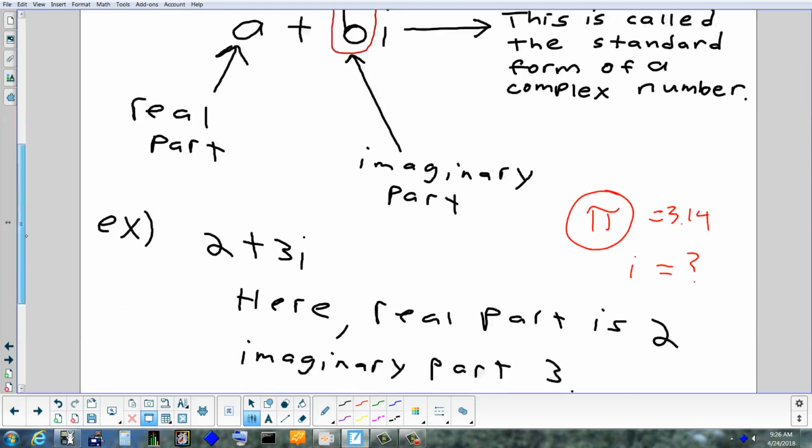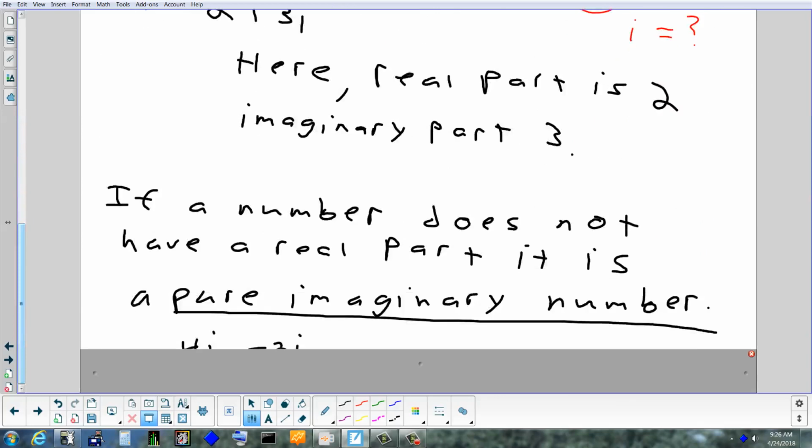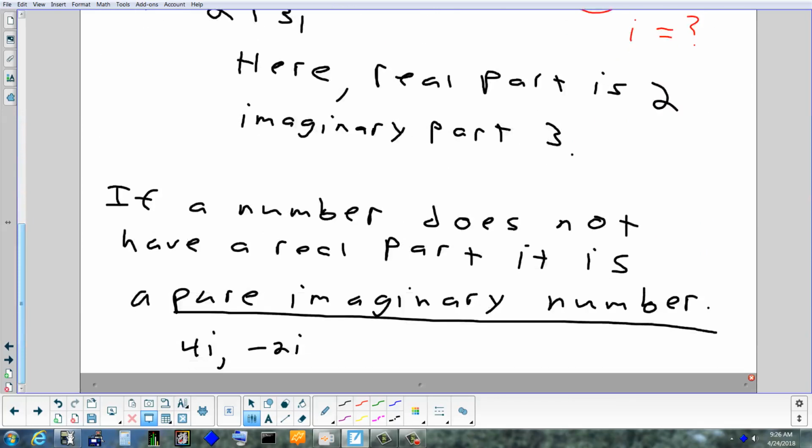Okay? If you have a number that doesn't have a real part, like 4i, negative 2i. Those are called pure imaginary numbers. If you want, you could think of it as 0 plus 4i. The real part is 0. Imaginary part is 4. Generally, if one of the parts of a complex number is 0, we don't even bother writing it. And we would just put that.